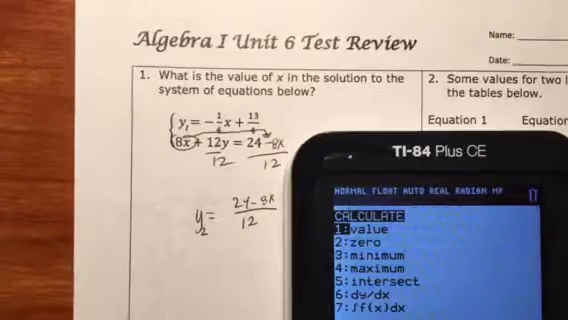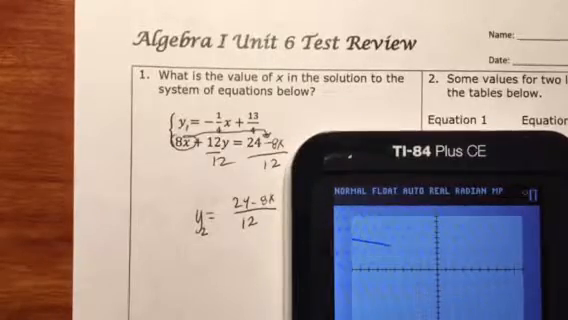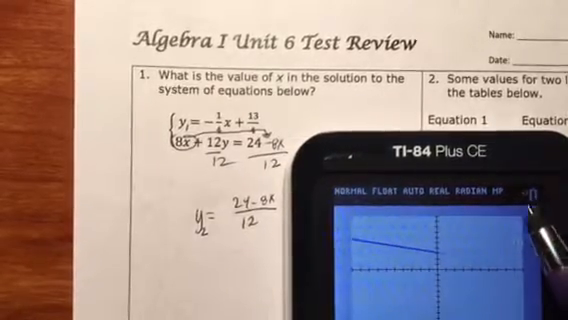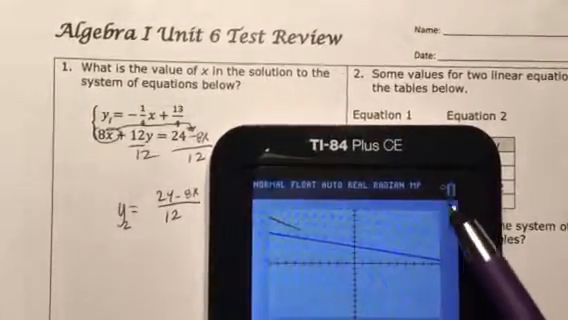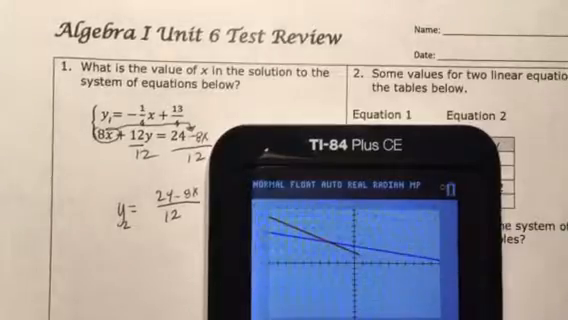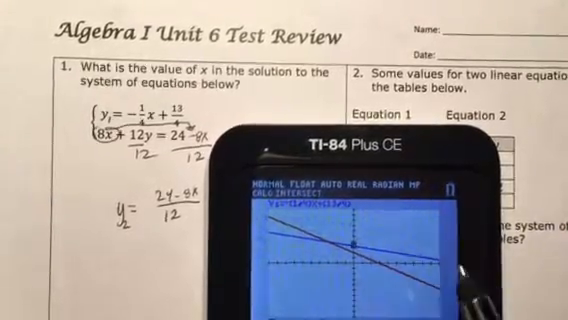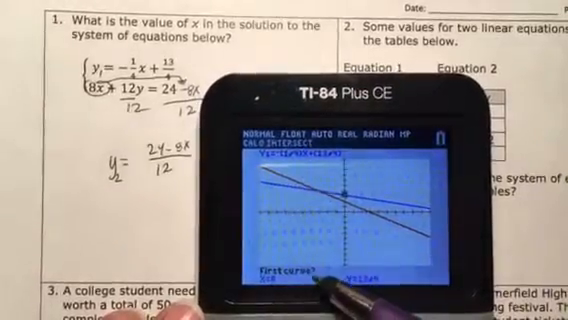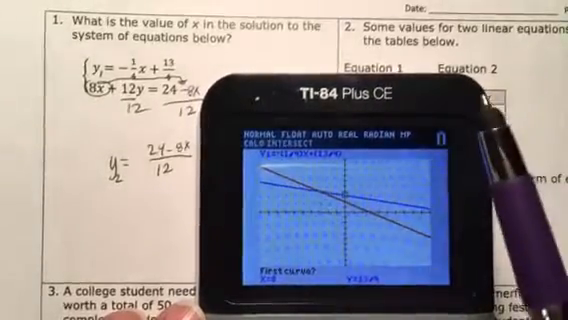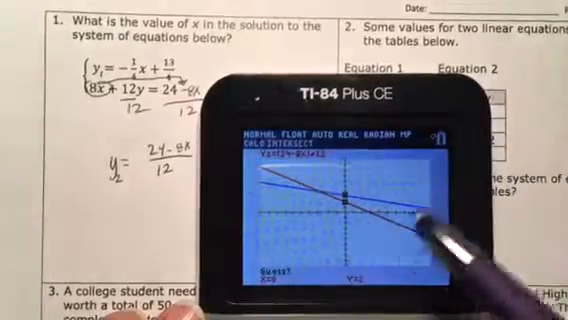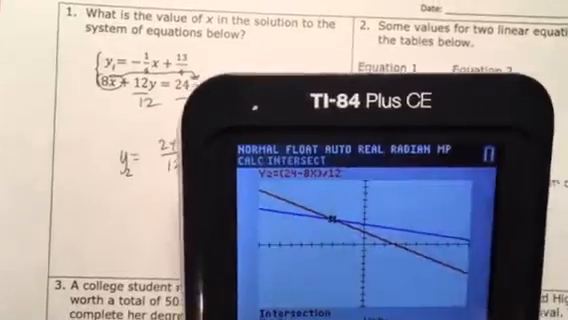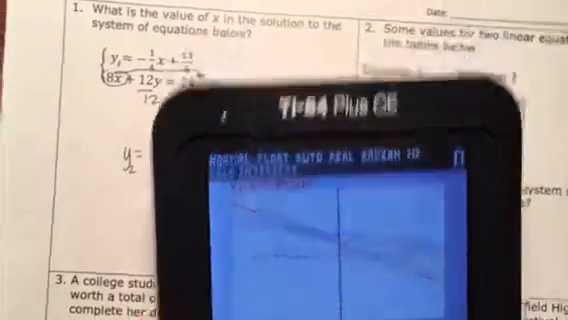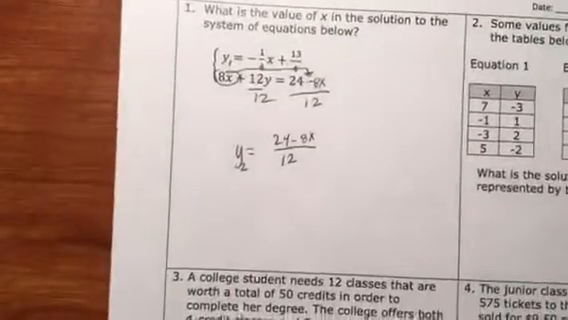So now I go second trace. I want to look for the intersection. Let it graph. Remember this little yellow circle moving over here? That means that it's working. So let it finish its graphing. I can see the intersection. So now I can enter 3 times because I want the word intersection to come up here. So 1, 2, 3. The intersection is x equals 3 and y equals 4. So I'm going to write both of those values down.